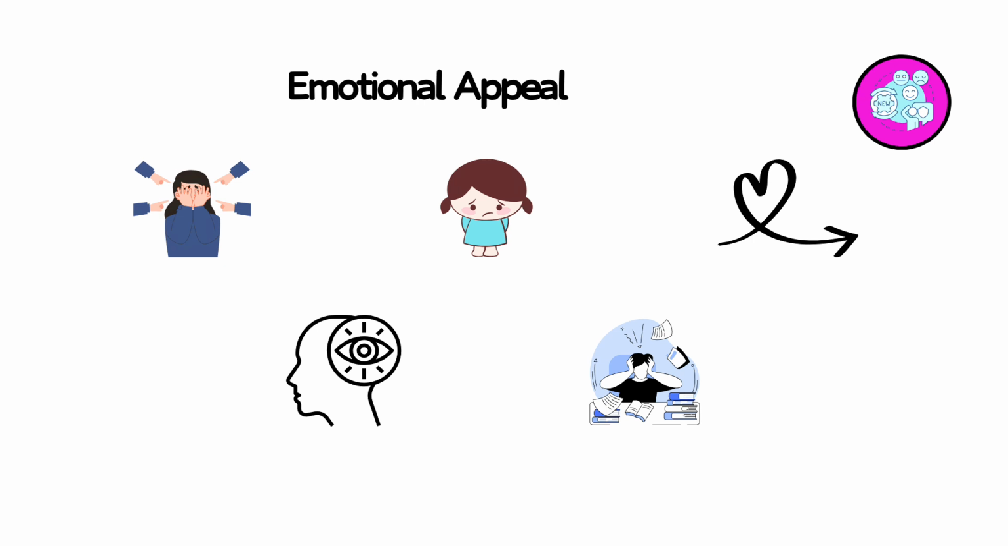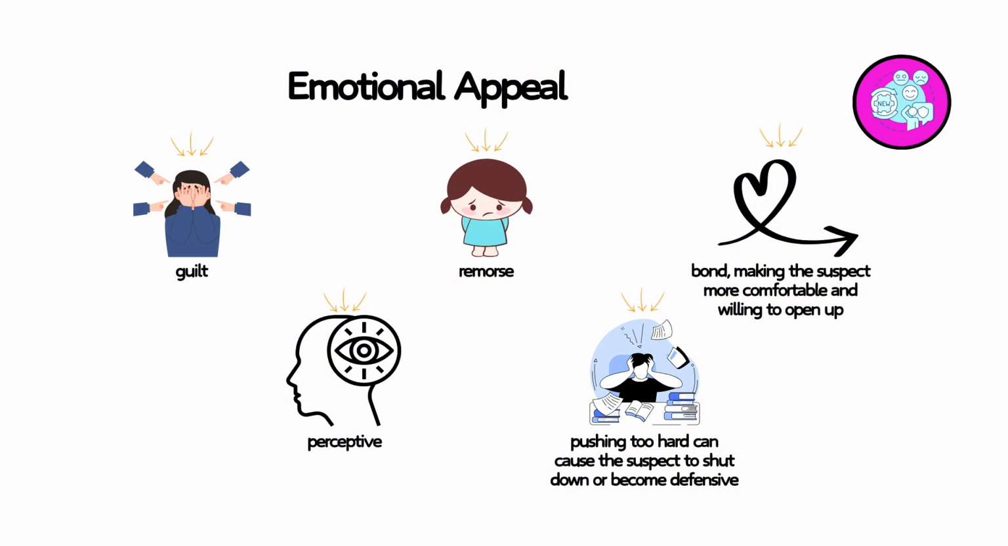This method requires the interrogator to be highly perceptive and emotionally intelligent, able to read the suspect's emotional state and respond appropriately. It can be incredibly effective but also requires a careful balance, as pushing too hard can cause the suspect to shut down or become defensive.